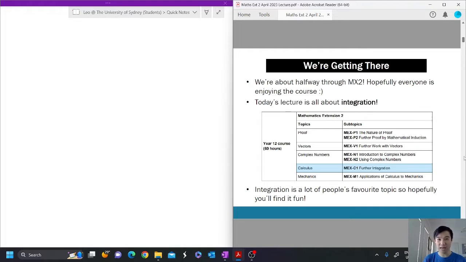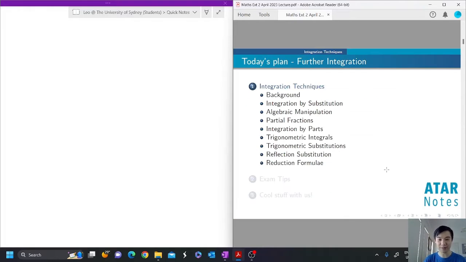You've learned how to do integration in Maths Advanced. In Extension 1, you learned further stuff to extend your skills, like integration by substitution and also integrating results that lead to inverse trigonometric functions. In Extension 2, we extend that even further by looking at even more techniques, such as integration by parts and reduction formulas. So hopefully you'll find this topic fun.